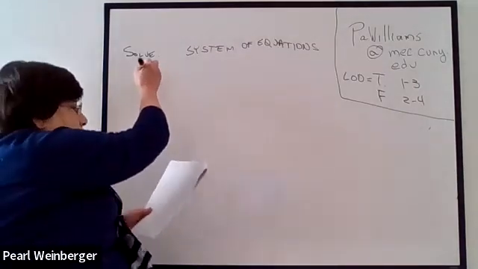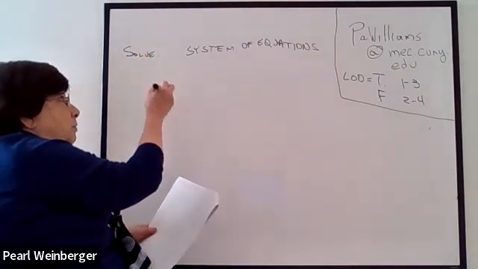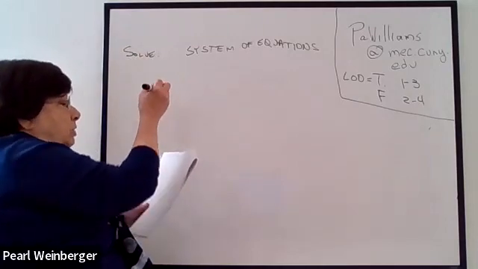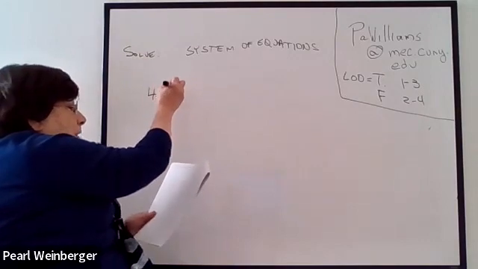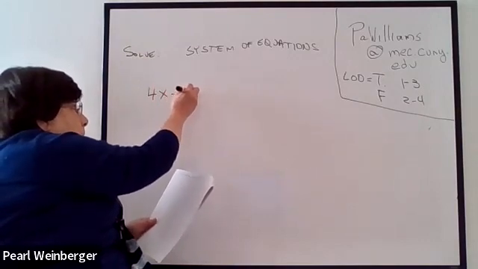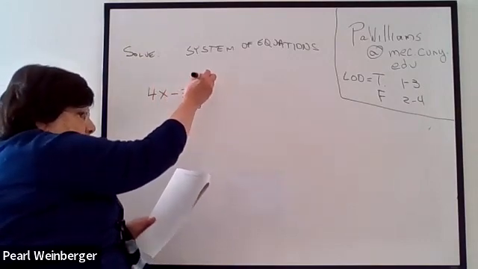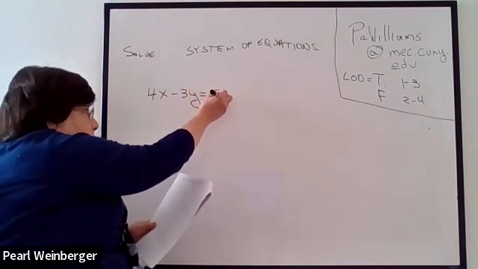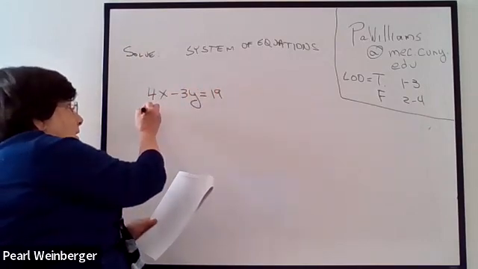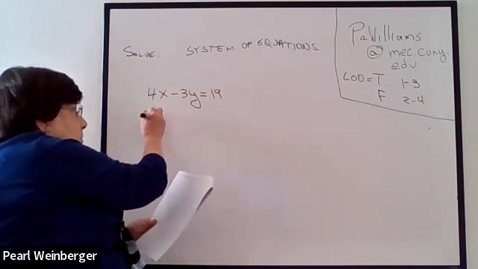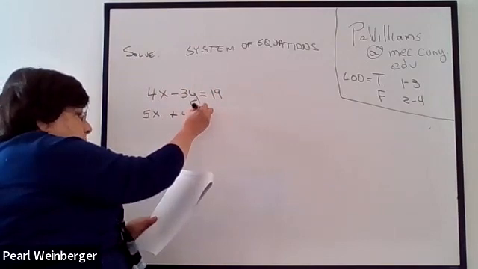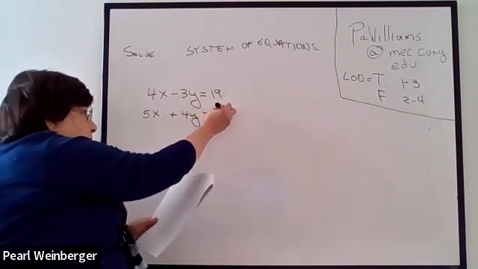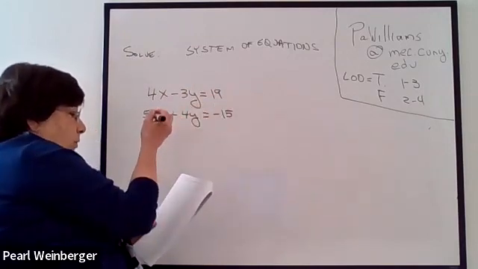So here's the question. It says solve the system of equations using any method. Here's the system of equations. 4x minus 3y equals 19 is my first equation. And 5x plus 4y equals -15 is my second equation.